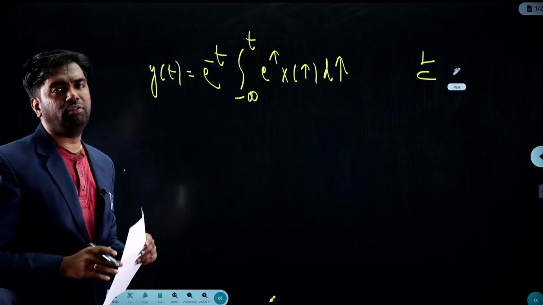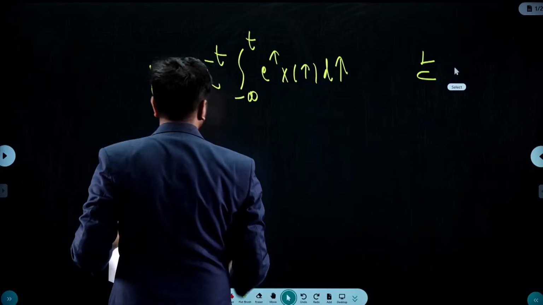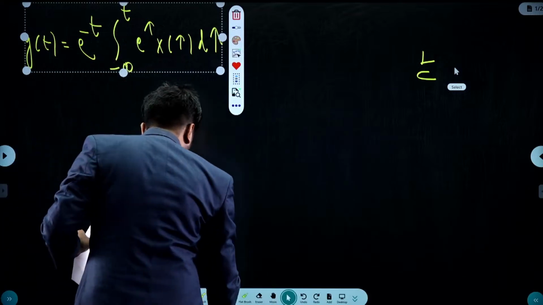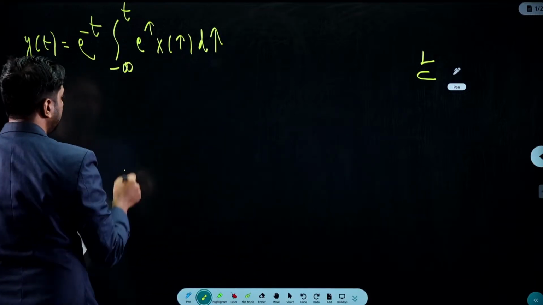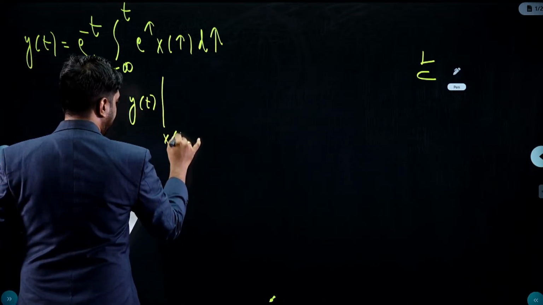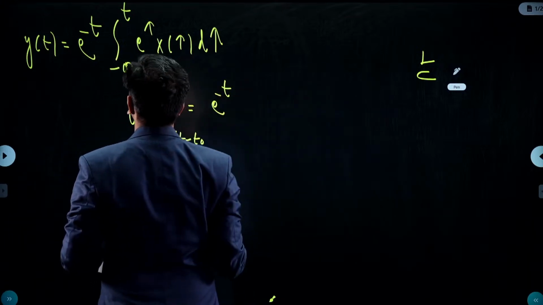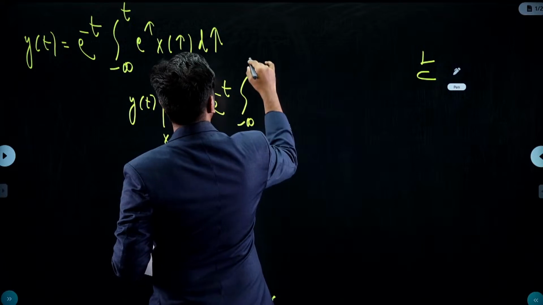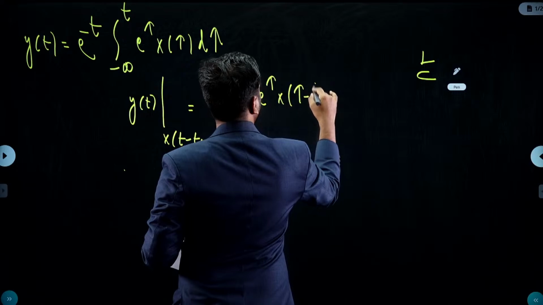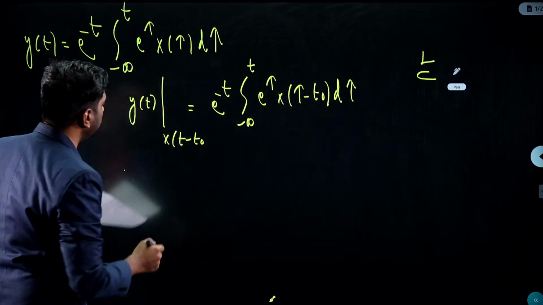Now comes the time invariance. You would have solved many problems related to time invariance. So how do you solve it? I'll quickly solve two things here. What we usually do is find the response due to the delayed input. So what is the response due to the delayed input? It's e power minus t, integral from minus infinity to t, e power tau x of tau minus t naught, d tau. So this is the response due to the delayed input.